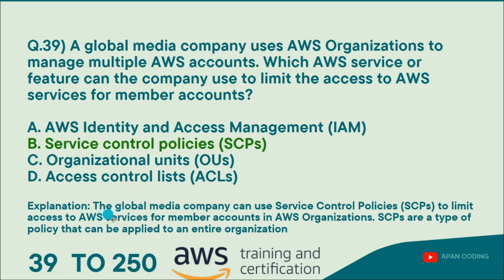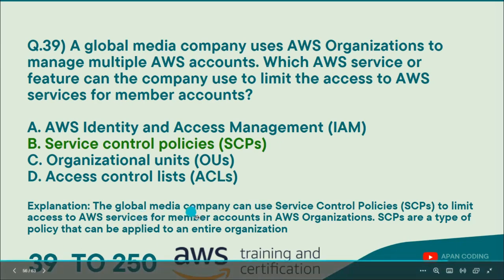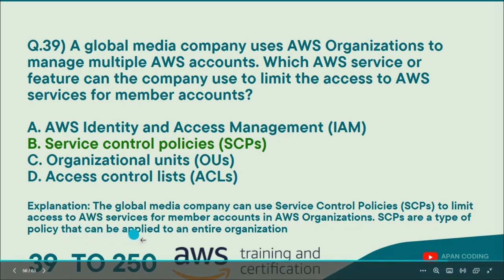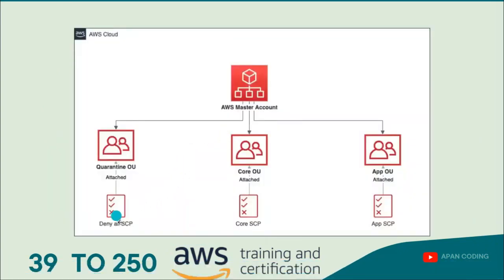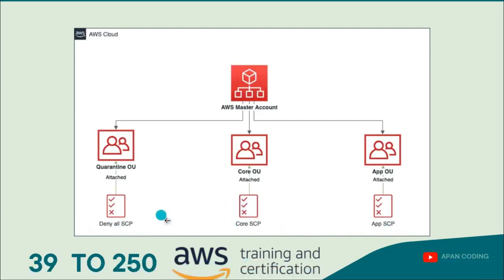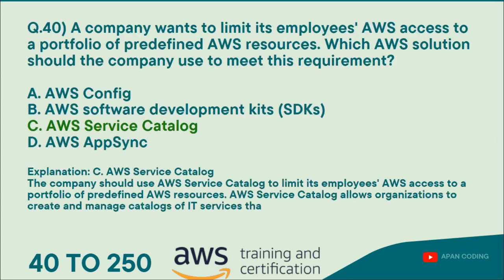Okay, explanation is here. The global media company can use Service Control Policies to limit access to AWS services for member accounts in AWS Organizations. SCPs are a type of policy that can be applied to an entire organization. You can see the images here. Inside are the deny-all SCPs, core SCPs and app SCPs. Everything is managed through your quarantine OU, core OU and app OU. Okay, so the AWS master account is here. Now move on to the next, and we will see the last question for today.